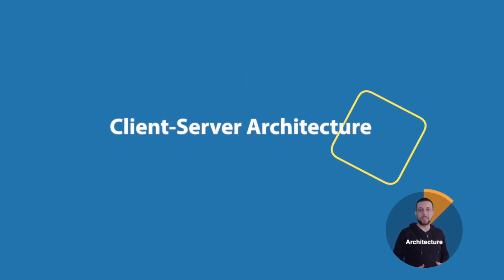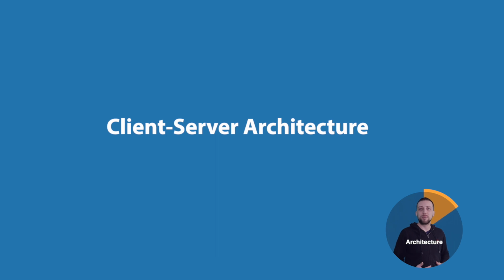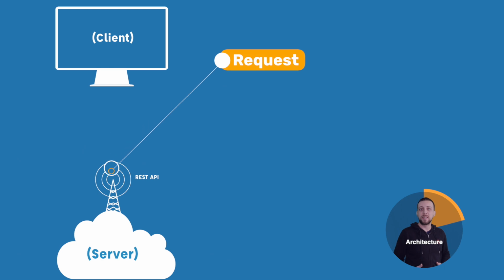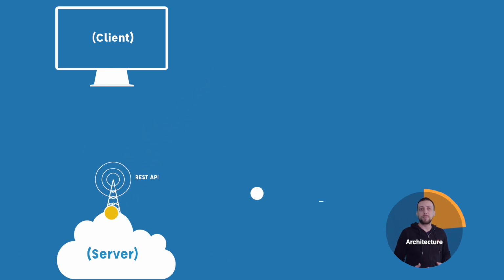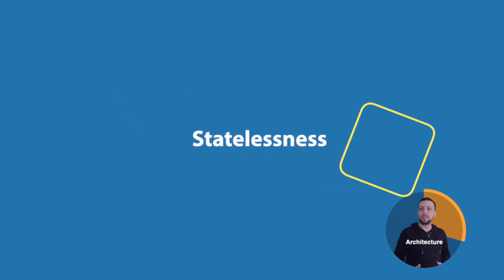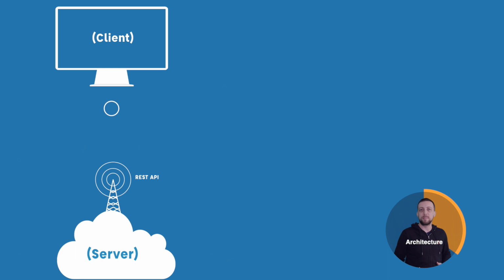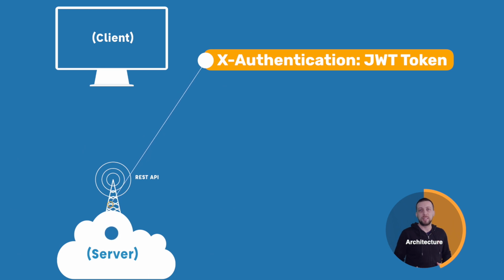Client-server architecture. This means that communication with the REST service is done in a request-response fashion. Client sends a request, server processes it, and returns a response. Statelessness. REST services do not hold any session state for identifying the client between subsequent requests. As such, the client does all the work in providing his own session state, via a JWT for example.